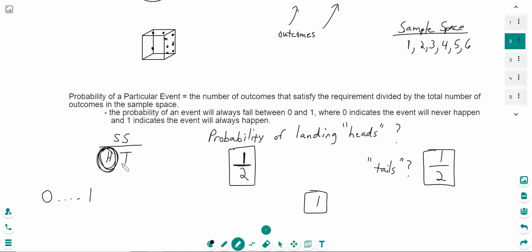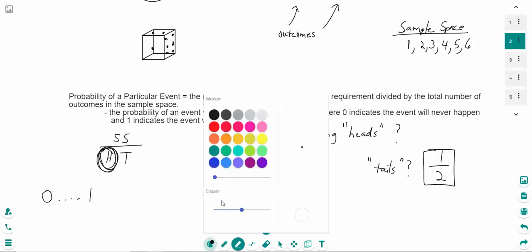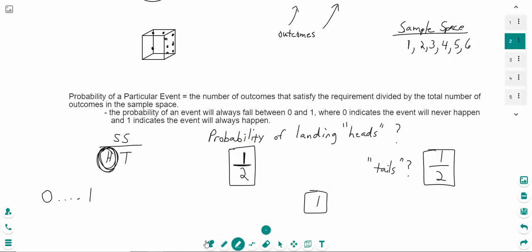The probability of any event, whether it's flipping a coin, rolling a die, pulling a card from a deck of cards, selecting a marble from a bag, is always going to fall somewhere between 0 and 1. Okay? 0 would indicate that the event would never happen. Okay? 1 would indicate an event that would happen every single time.